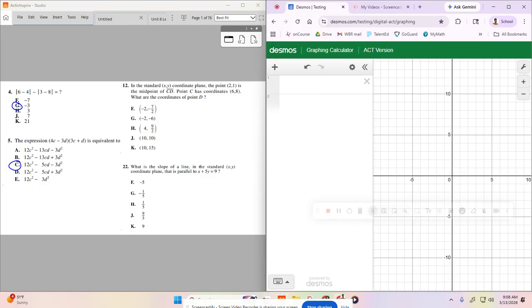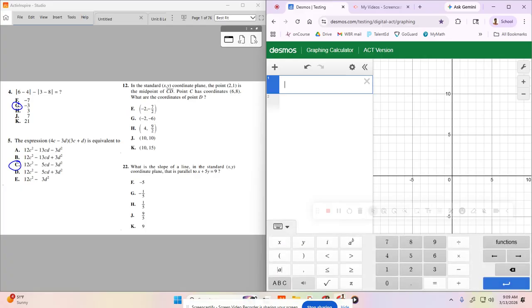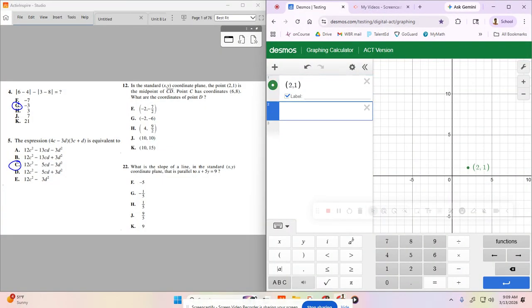All right, in the standard XY coordinate plane, the point 2, 1 is the midpoint of CD. Point C has coordinates of 6 and 8. What are the coordinates of point D? So I'm just going to graph these and see if I can obviously tell what it is. So my ordered pair of 2, 1, which is my midpoint. I'll label that. And then the second ordered pair is 6, 8. Label it.